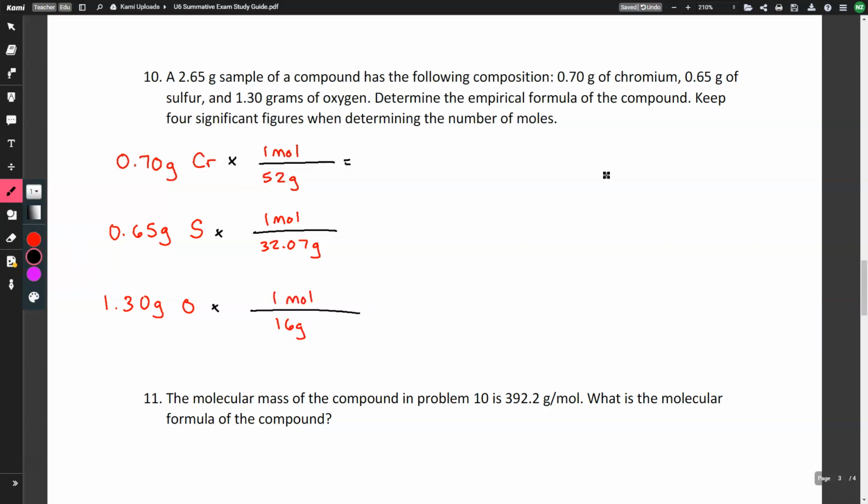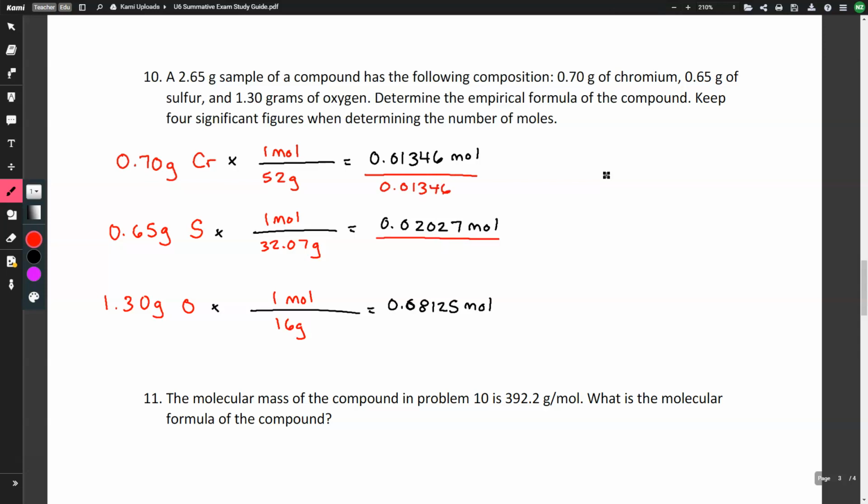All right, so doing the math here, we get 0.01346 moles. Okay, again, the directions tell us 4 sig figs. Here, 0.02027 moles. And then for the third, 0.08125 moles. Divide by the smallest number, which is our top number, 0.01346. Do that to each one.